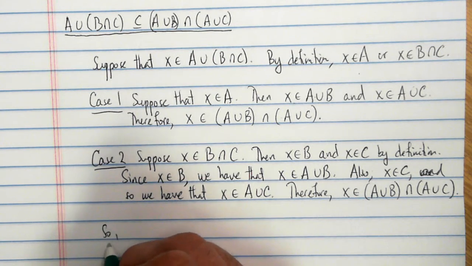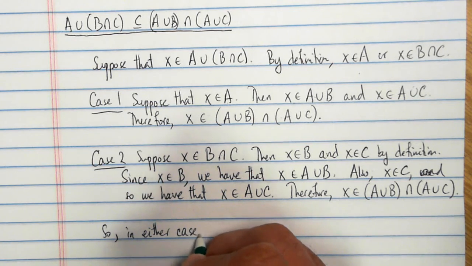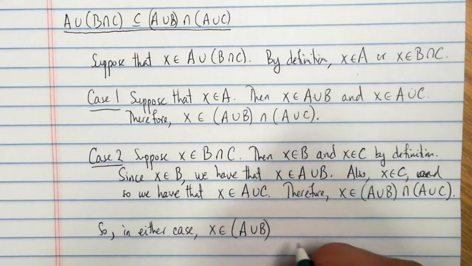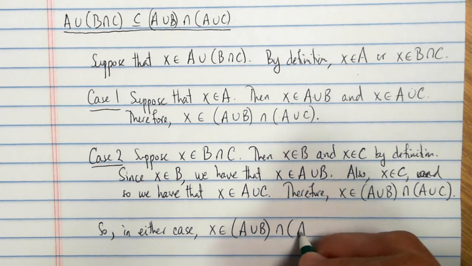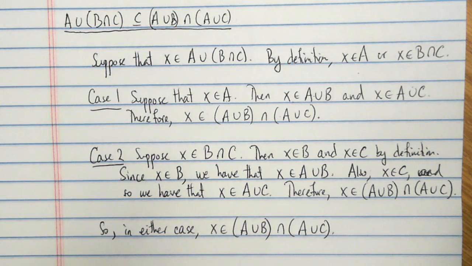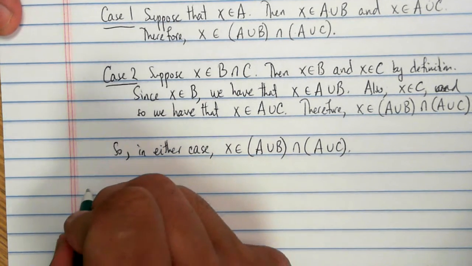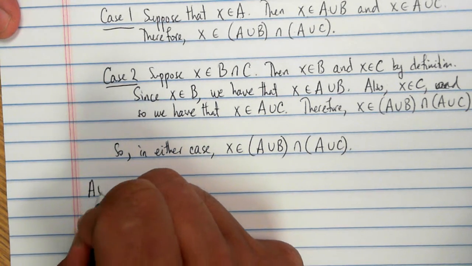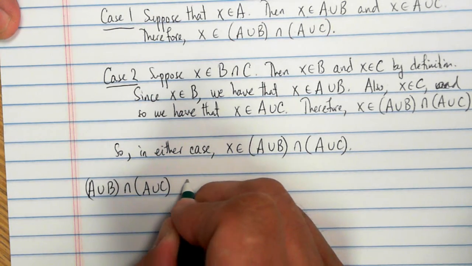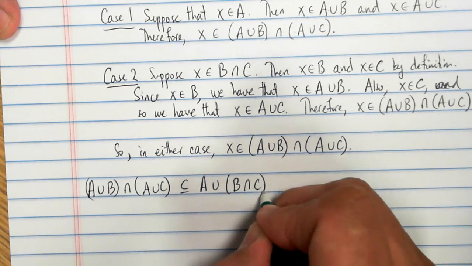So, in either case, X must be an element of the right-hand side, (A union B) intersect (A union C). And so we're done. So that proves the subset in one direction. Let's now take a look at the subset in the other direction, that (A union B) intersect (A union C) is a subset of A union (B intersect C).